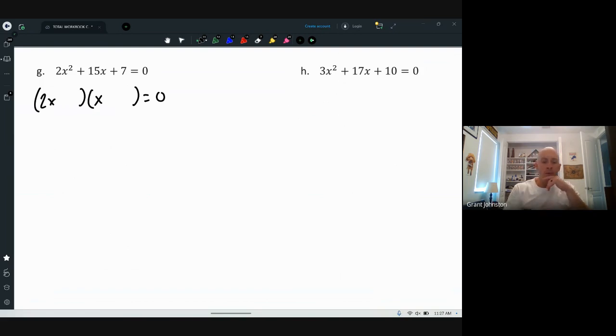So I think if I put a 7 here, the 2x times the 7 would be 14x, and then a 1 here. The 1 times the x would give me 1x, which would make the 15x. And 1 times 7, 7. Okay, so it's factored correctly. And of course, distribute it out to the side if you're not sure if you factored it right. Set each equal to 0.